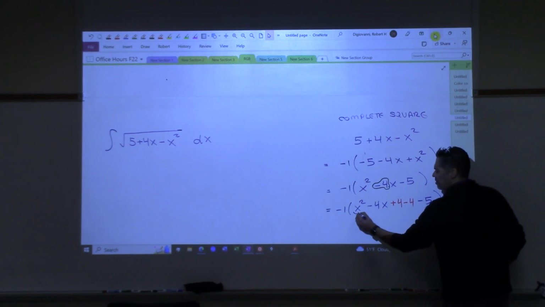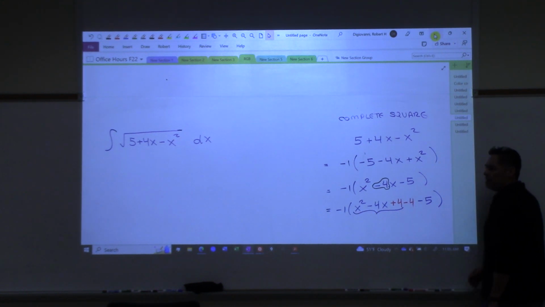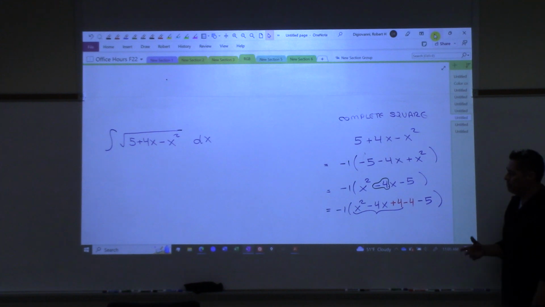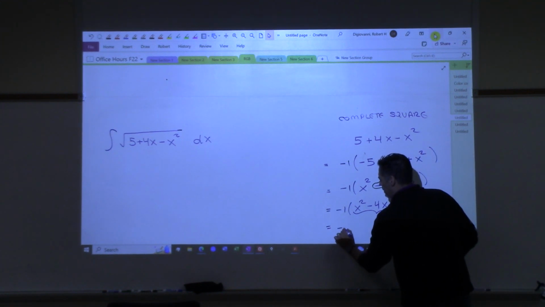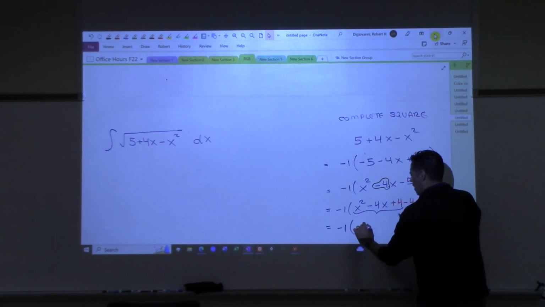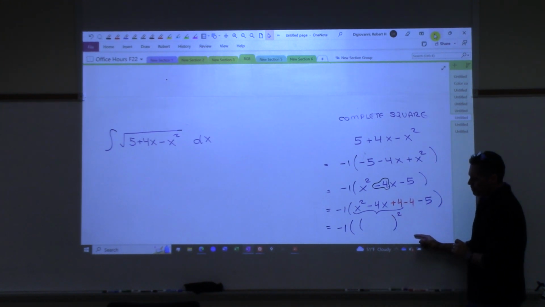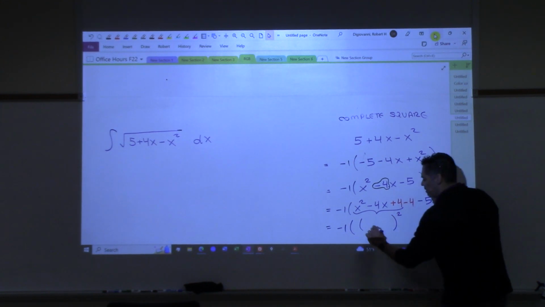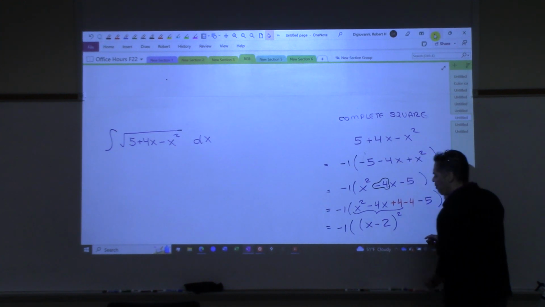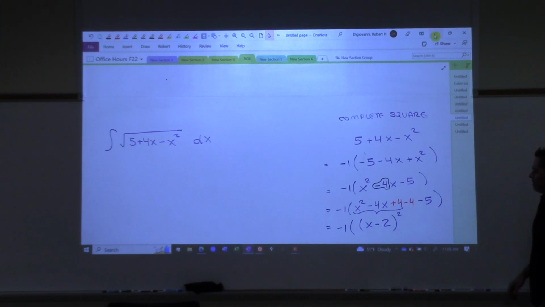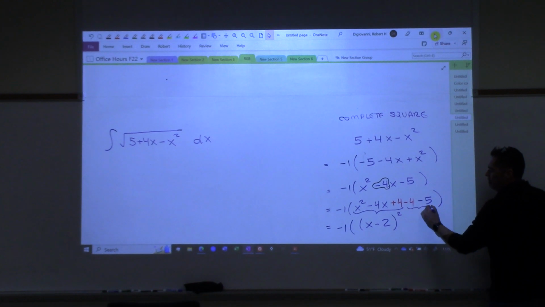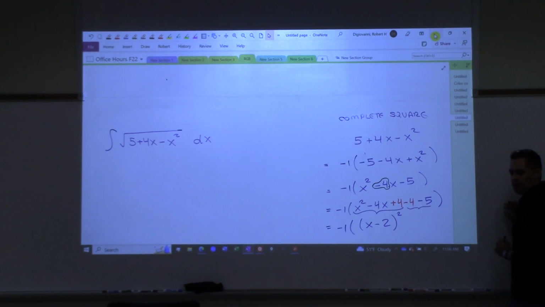The first 3 terms are guaranteed to be a perfect square trinomial. So that will be -1 parenthesis. Okay, these 3 terms will turn into something squared. What is it? X minus 2, that quantity squared. But I still have these 2 terms over here now, which go together and become -9.